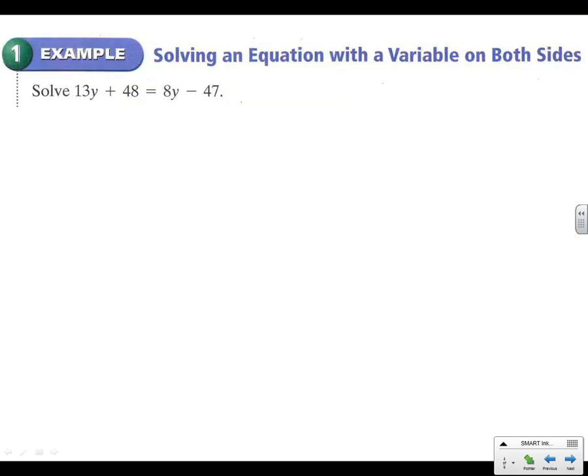All right, so let's go ahead and solve this one. 13y plus 48 is equal to 8y minus 47. What I'm going to do on this one is try to get all the variables on one side and all the constants on the other side. So I'm going to compare the two variables, pick the smaller one and get rid of it. So I'm going to subtract 8y from both sides. And I've got 5y plus 48 equals negative 47.